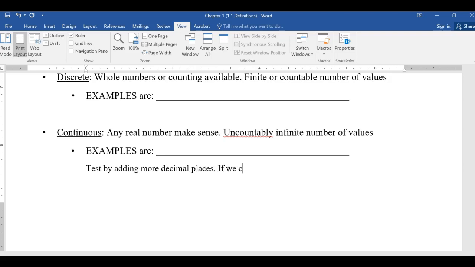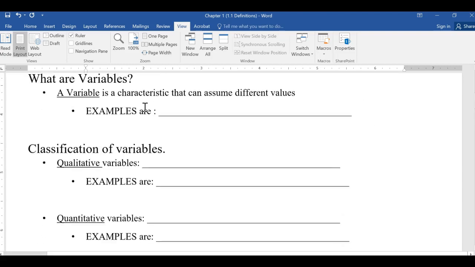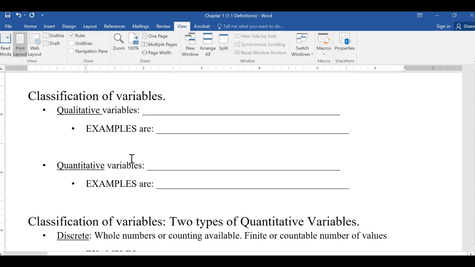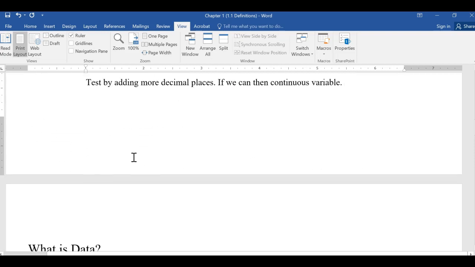If we can, then we have a continuous variable, right? So we're judging the variable based on more decimal places. Hopefully, again, you've printed these out. Now I'm typing. If I had this in class, I'd be writing on this in class, okay? So hopefully you got that.